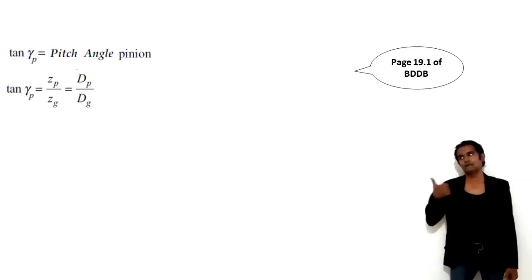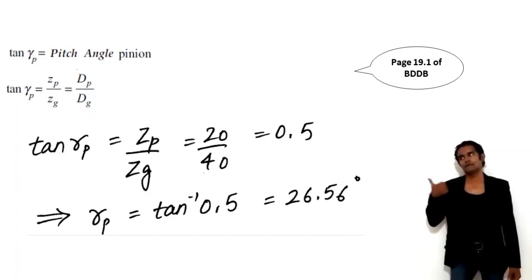Now your pitch angle of pinion, that is gamma P. You have to find the formula: tan gamma P is ZP upon ZG, which is equal to DP upon DG. Right? So your pitch cone angle is tan inverse of 20 upon 40. So you will get 26.56 degree. The formula is there on page number 19.1 of Bhandari design data book.